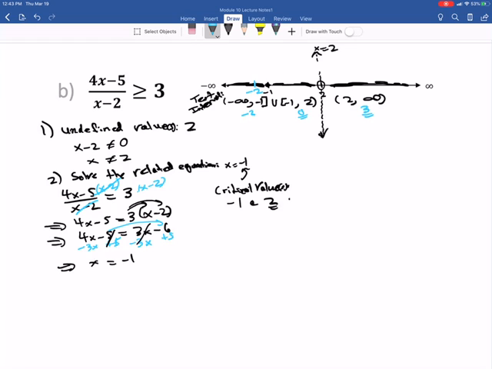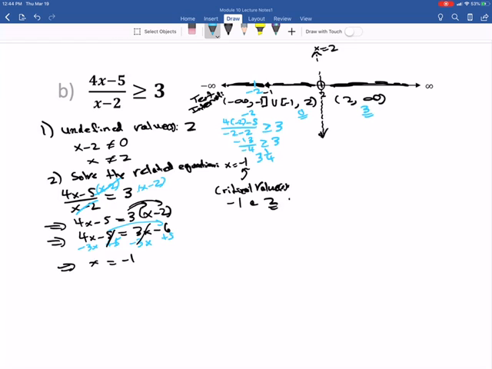So let's see if negative 2 is in the solution set. It won't take long. Let's plug that in: 4 times negative 2, minus 5, divided by negative 2 minus 2. Is it greater than or equal to 3? That's our question. What do we get when we simplify? 4 times negative 2 is negative 8. Negative 8 minus 5 is negative 13. Negative 2 minus 2 is negative 4. Is that greater than or equal to 3? That's 13 fourths, which is 3 and 1/4.